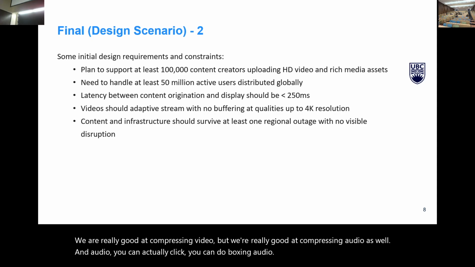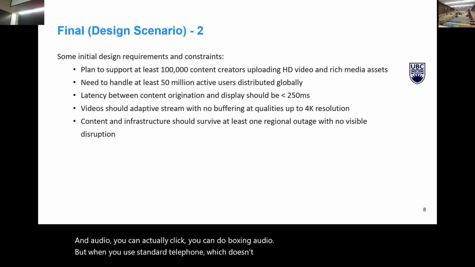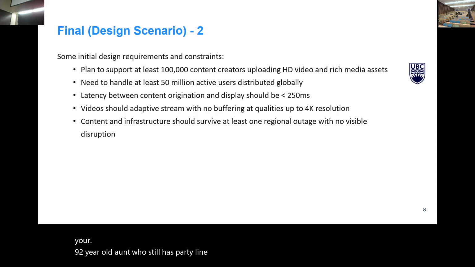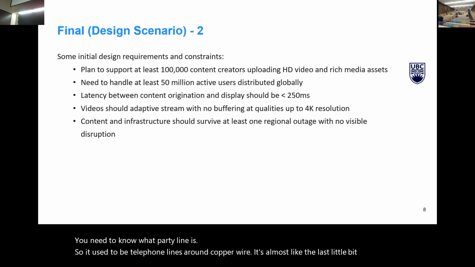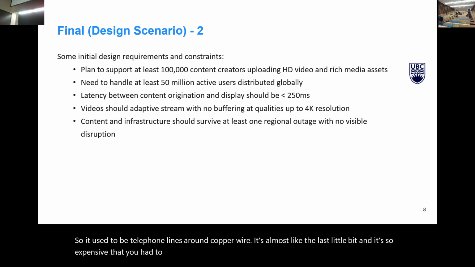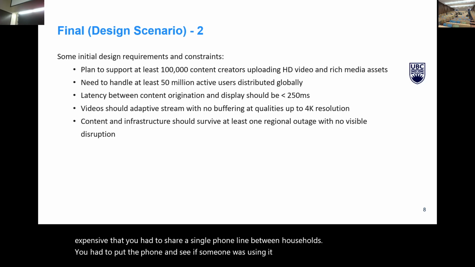Like when you use a standard telephone line, which doesn't really exist anymore. You go visit your 92-year-old aunt who still has a party line. Do any of you know what a party line is? So it used to be that telephone lines ran on copper wire. Some of them still do, like the last little bit. And it was so expensive that you had to share a single phone line between households. When I was a kid, we actually had a party line. You had to pick up the phone and see if somebody was using it. If they were, you had to hang up.